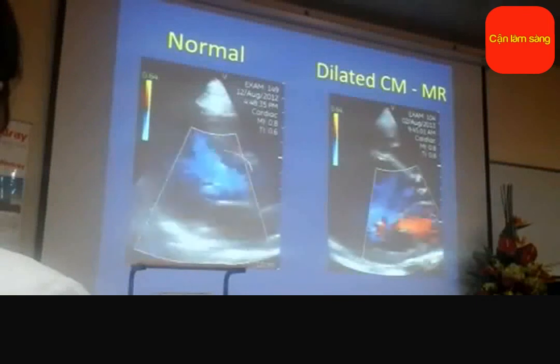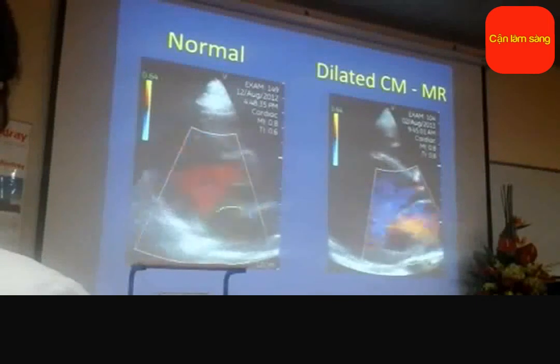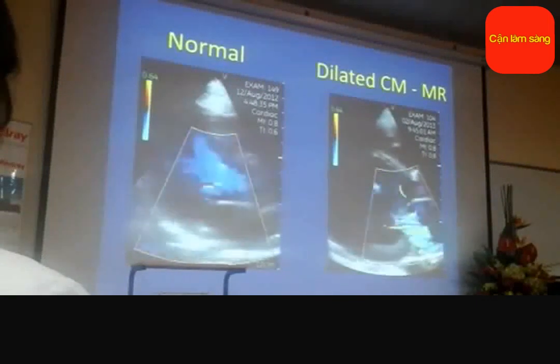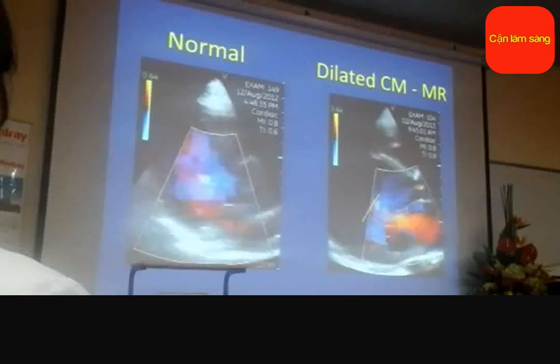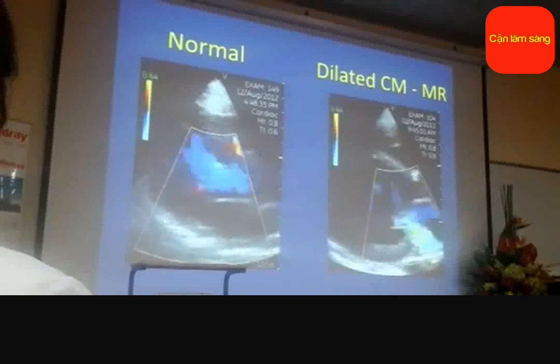So in the long axis view, here is again no mitral regurgitation versus some mitral regurgitation in this dilated cardiomyopathy.